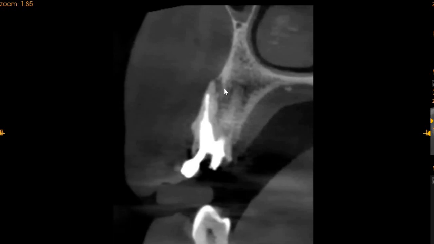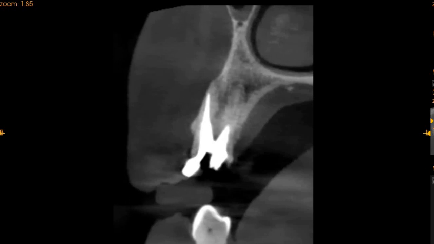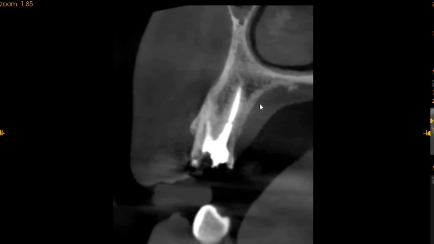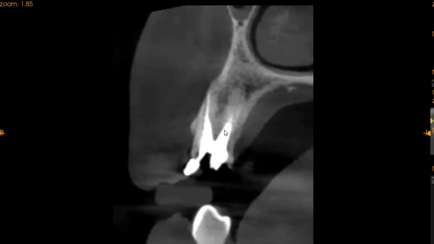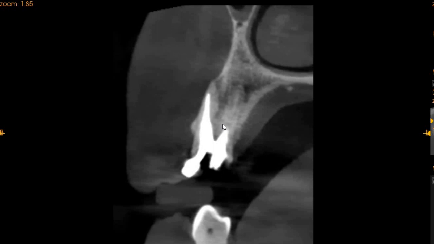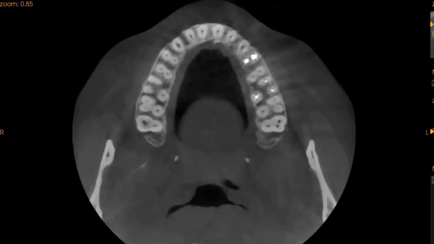There does seem to be a radiolucency associated with the buccal root, and the root canal seems to be under-obturated by approximately 2.9 millimeters. The radiolucency is causing dehiscence in the bone as well. We don't see any signs of cracks, but we do see a little bit of a radiolucency close to the furcation area. Moving to the axial view for this tooth, this is the axial view.